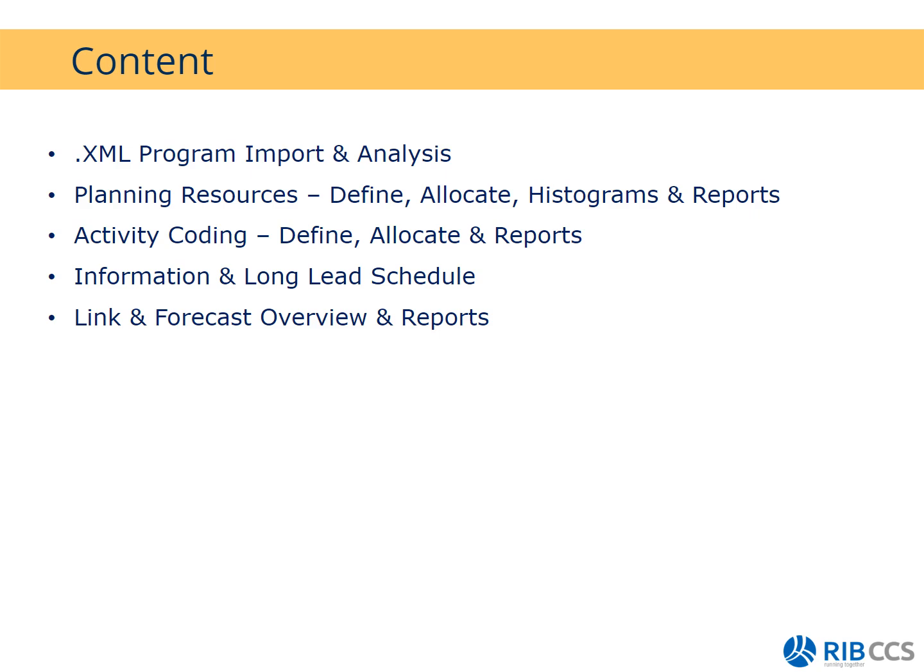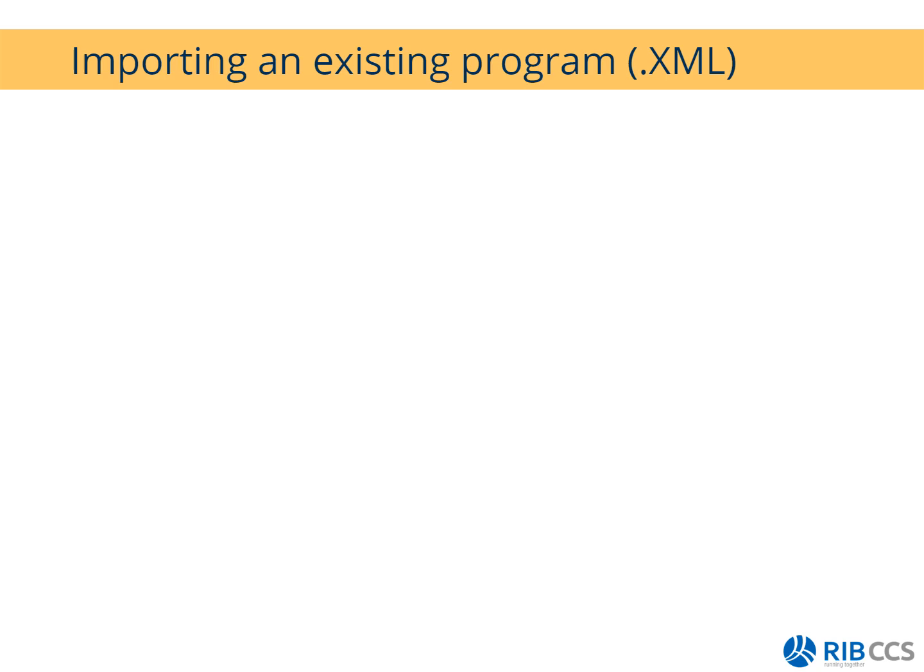These are secondary codes in Candy, which allow you to better manage specific parts of a program. We also have on the agenda the information schedule and the long lead schedule, and this will then allow you to manage activities or operations that happen off-site, but do have a direct impact on-site. And then lastly, we will touch on the link and forecast overview and look at one or two reports. All right, so let's get started.